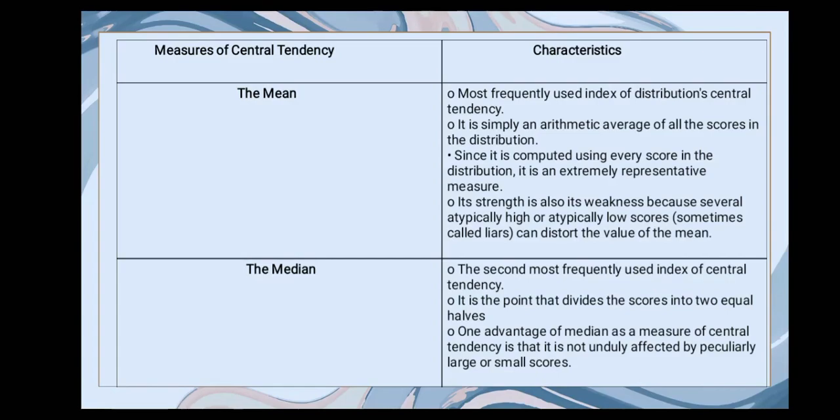Its first characteristic: the median is the second most frequently used index of central tendency. Next, it is the point that divides the scores into two equal halves. And next, one advantage of the median as a measure of central tendency is that it is not unduly affected by peculiarly large or small scores.